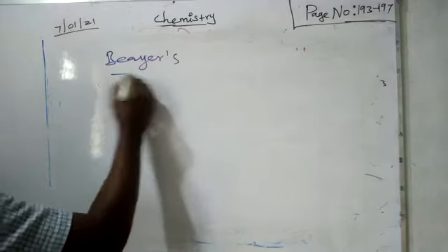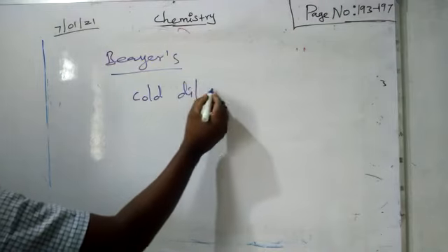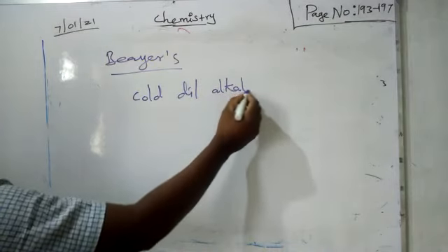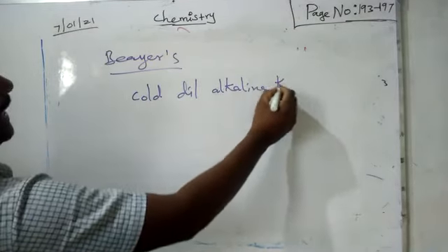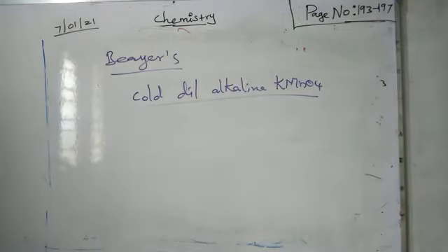Bayer's reagent is nothing but cold dilute alkaline KMnO4, potassium permanganate. This Bayer's reagent reacts with alkenes and gives vicinal diols.